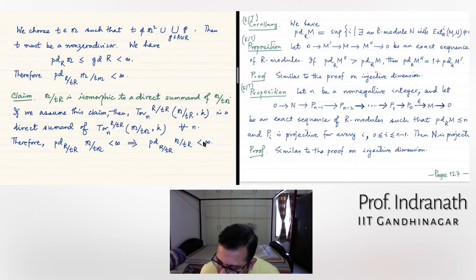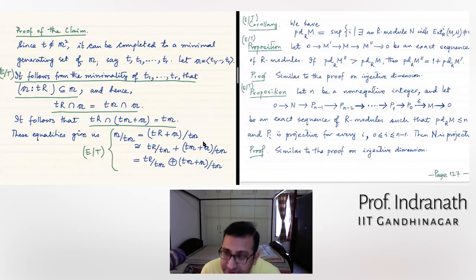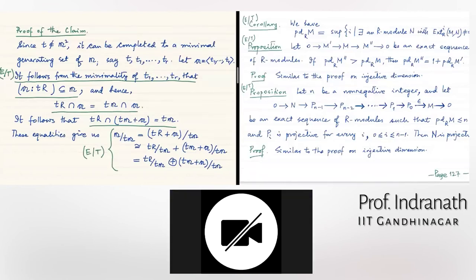So now you want to prove this, that this is isomorphic to a direct summand of this. So how to go about that? Now here you have some small technical details. T is not in M square. Now see, this is again being used very, very effectively. So you extend it to a minimal generating set of M. You know how to do it. Are you all sure about this? How to do it? If T is not in M square, then extend it to a minimal generating set of M, because T bar can be extended to a basis of M mod M square.